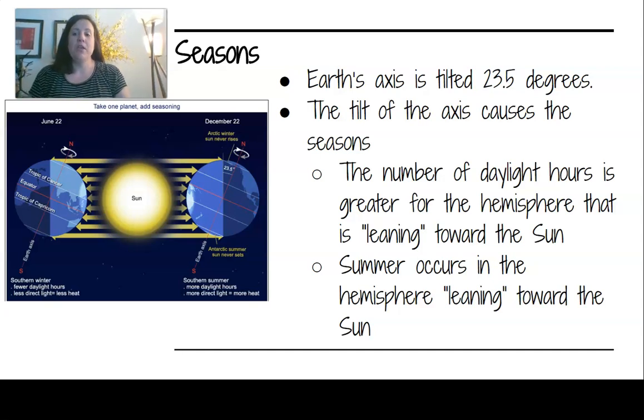So when we are leaning towards the sun, I just spit. I don't know if any of you guys could see that.